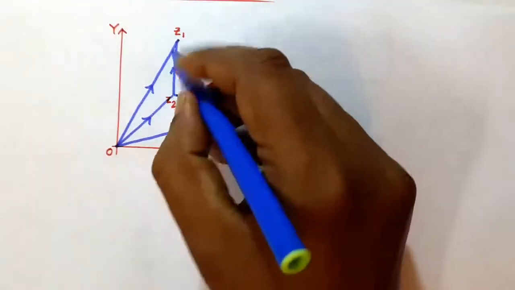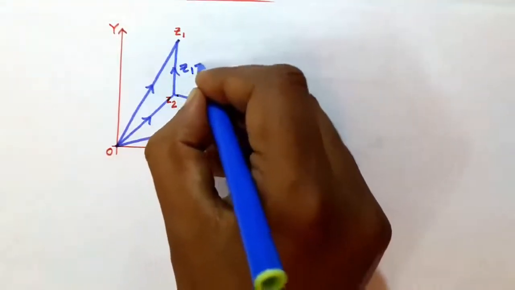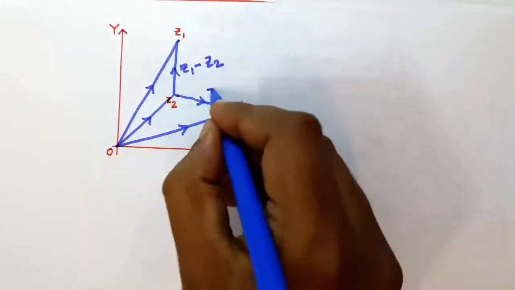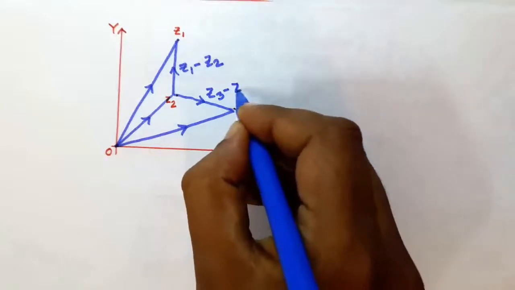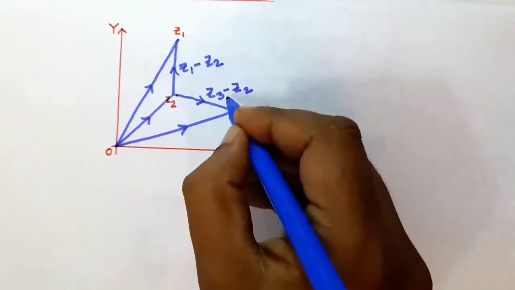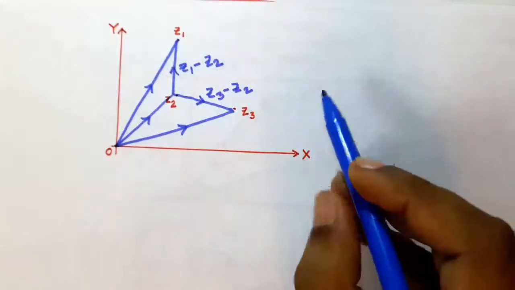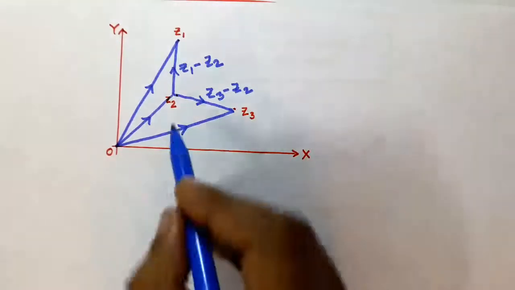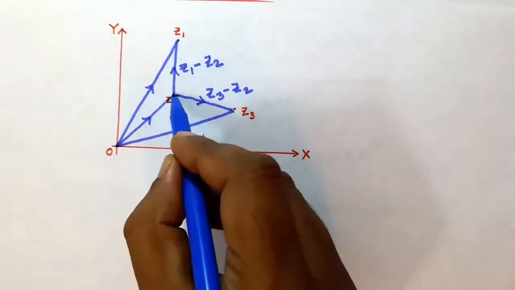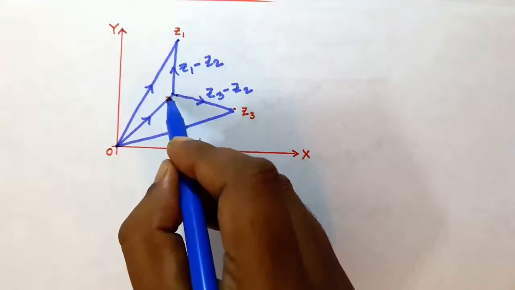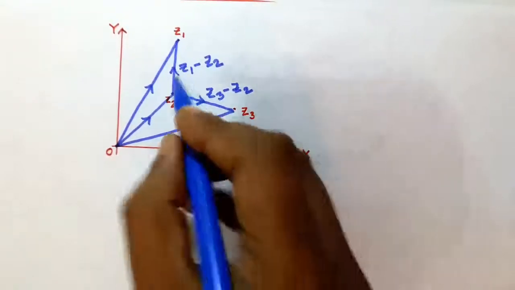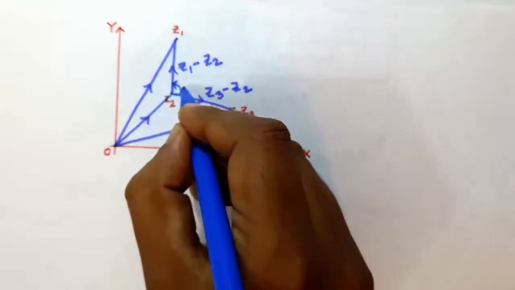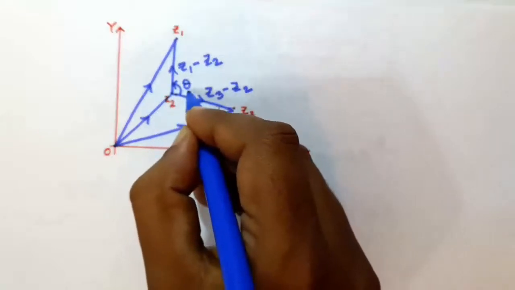Now this direction can be written Z1 minus Z2. This direction can be written Z3 minus Z2. These two directions are found using the triangle law of vector addition. Now you see that Z2 is the pivotal point, and the angle made by this direction to that direction is theta. This is in the positive direction of x-axis.